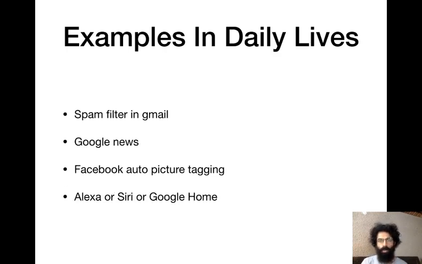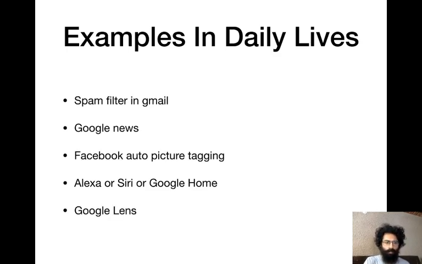Alexa, Siri, or Google Home, you may have seen ads or some device somewhere. So you talk to a machine: Alexa, what time is it now? How's the weather today? And then Alexa gives you the answer. So that is another classic example of machine learning.